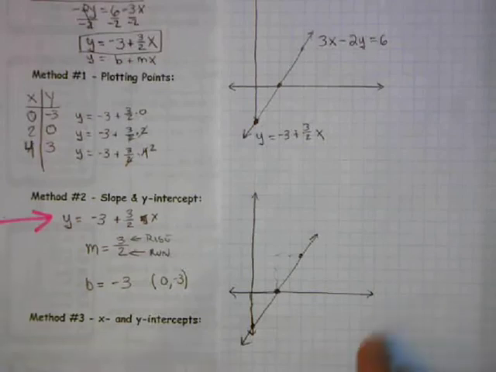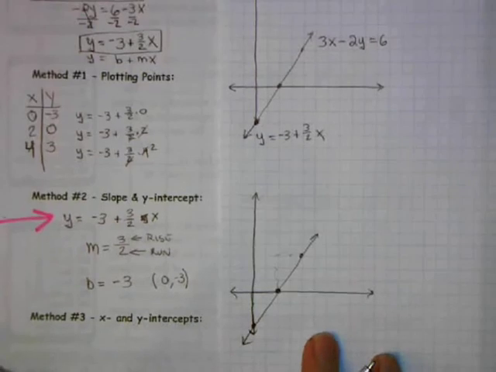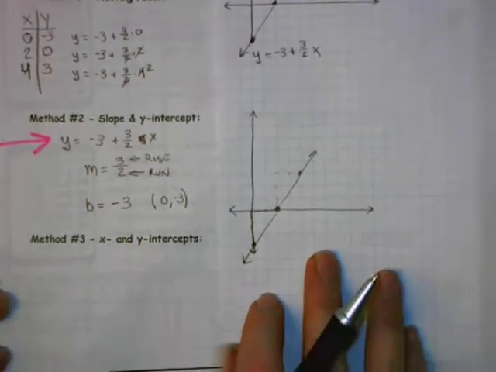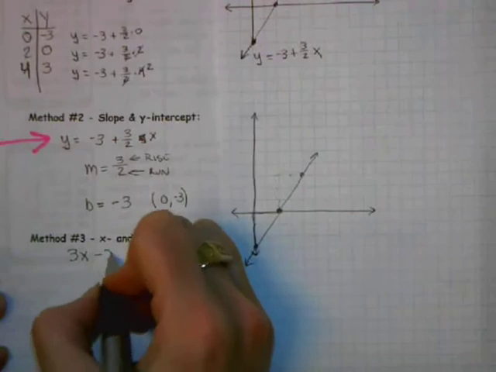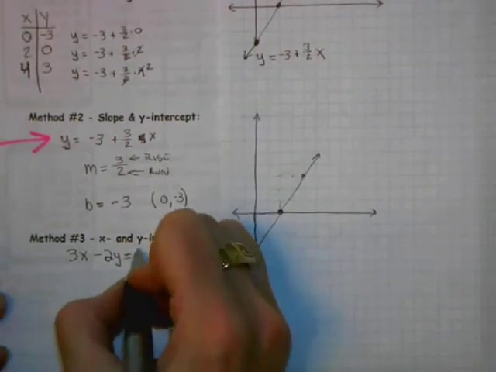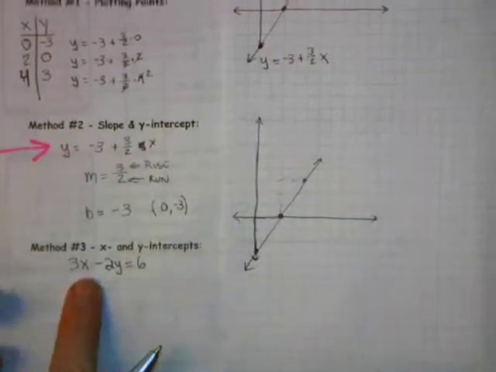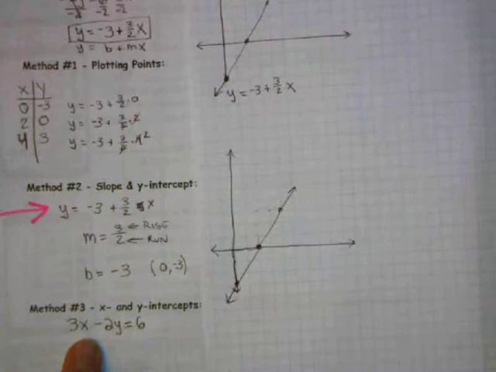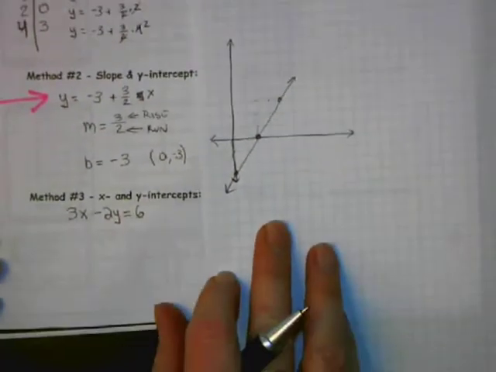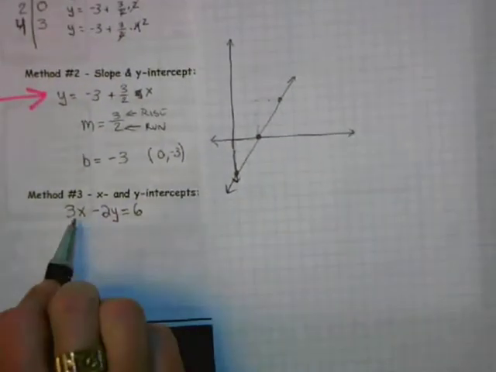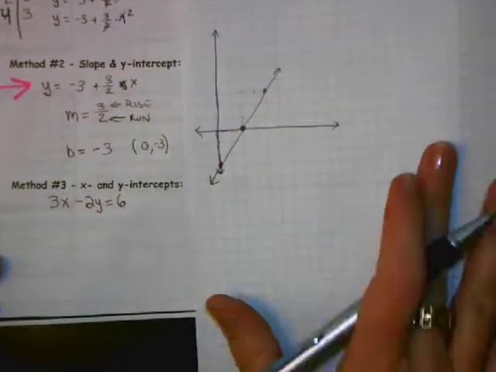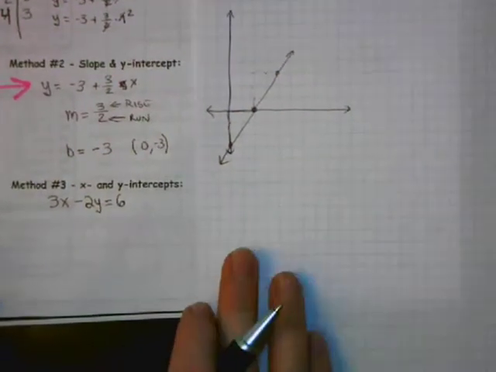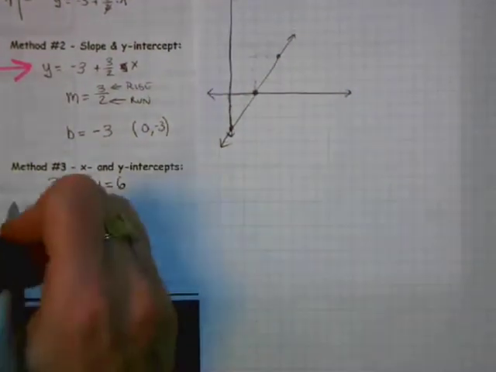The last method that I'm going to show you is the x and y intercepts. In this case, I'm going to write the original form of the equation again. 3x minus 2y equals 6. Why did I switch back to this original form of the equation? Well, here's what I notice. When x and y are on the same side of the equal sign, using the intercepts to graph the equation is often much easier. And here's why.